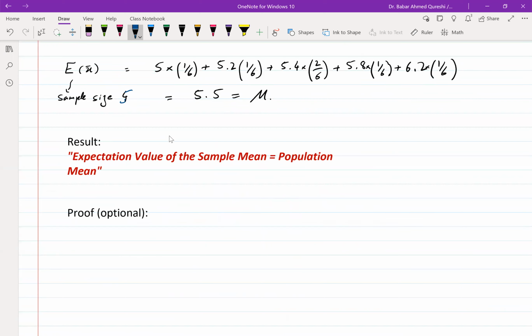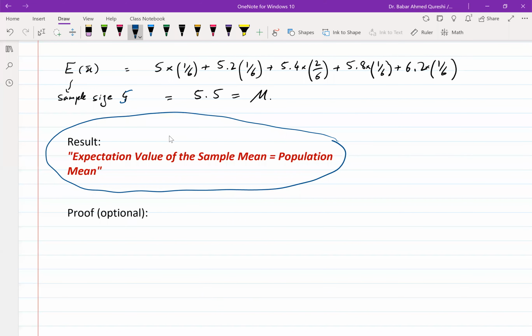The proof is not that important because you won't be tested on any proofs. But this result is extremely important: the expectation value of the sample mean is equal to the population mean. Sample mean is a random variable, but it's distributed around the true population mean. So at this much you are guaranteed that it will hop around the central value, which is the same as the population mean. So I hope this answers the question.